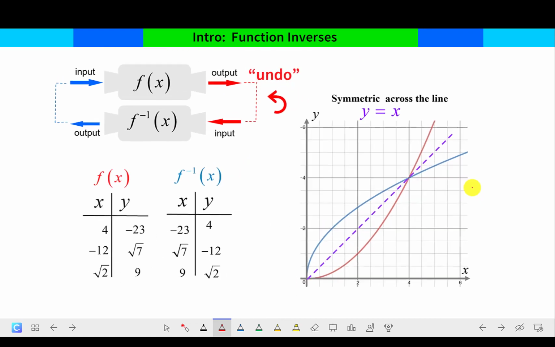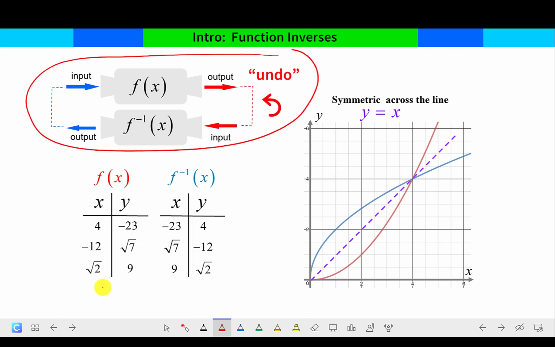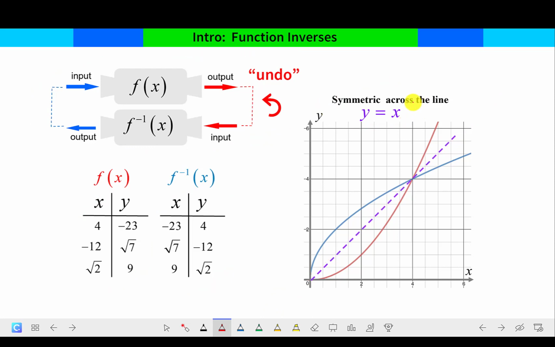So to sum up for our first little video, just as an introduction to what function inverses are, remember they come in pairs. You can think of it as the undo functions. You can also think of just the swapping of x and y's as input output. And then of course our graph over here is very characteristic because it's symmetric across this. So if you can graph one function, just by symmetry, you can graph its inverse.